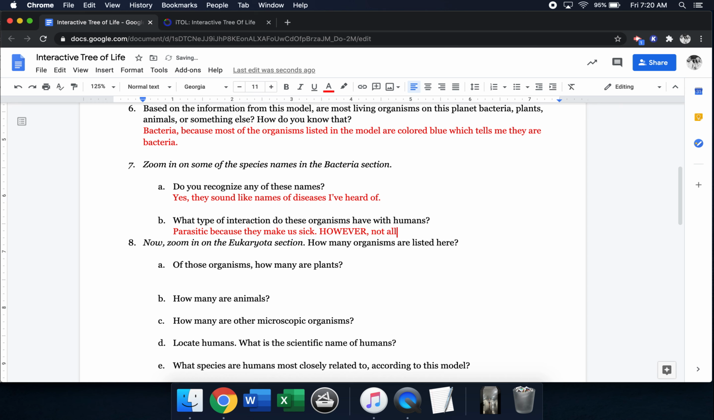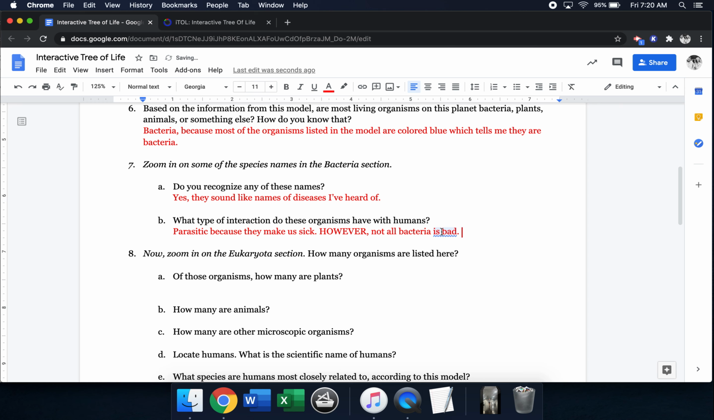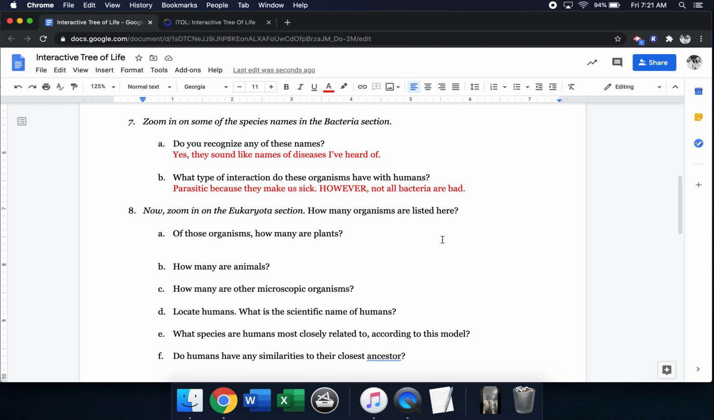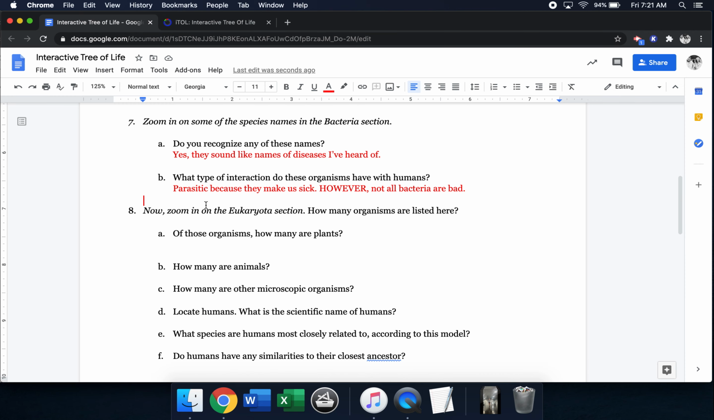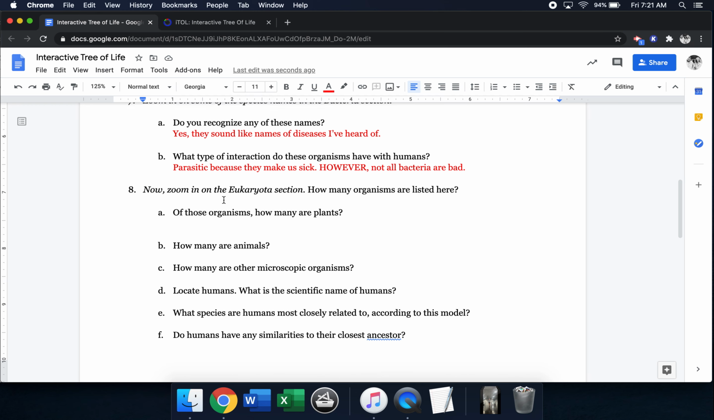However, not all bacteria are bad. We may have talked about how there are bacteria in your stomach that help you digest your food, which is very good. However, I just don't recognize the names of those. So I'm not telling you that all bacteria are bad for you and cause illness in humans or other organisms. I'm just saying the ones whose names we recognize are the disease-causing bacteria. So there are good bacteria, definitely. I just don't recognize the names of the good bacteria.